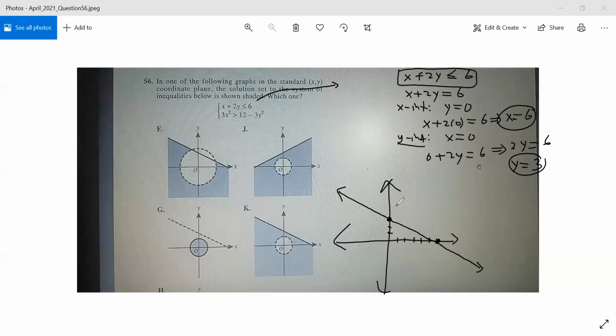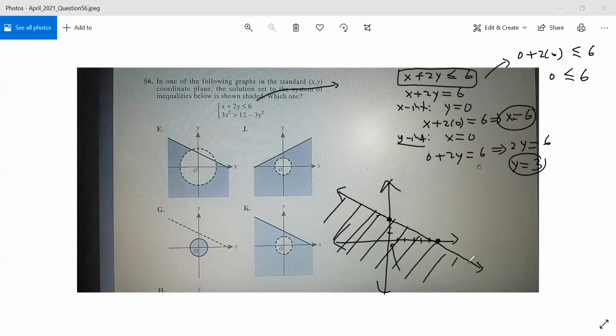The solution set is either going to be below the line or above the line, so you can pick a point either below or above the line to test it. The easiest point is 0, 0. I plug 0 for x and 0 for y. So it will be 0 plus 2 times 0 less than or equal to 6, which is 0 less than or equal to 6, a true statement. So 0, 0 does satisfy it. Therefore, the solution set for the first inequality is every point below the line. Okay, so that takes care of the first one.